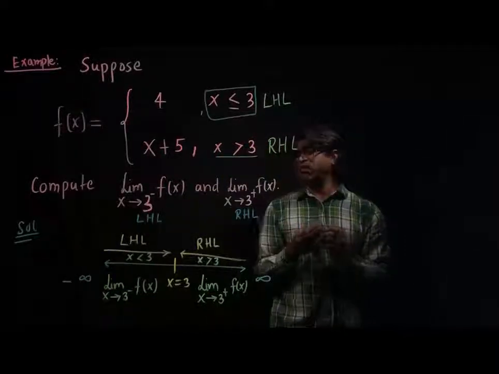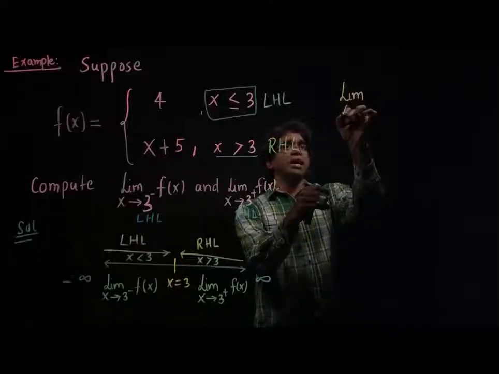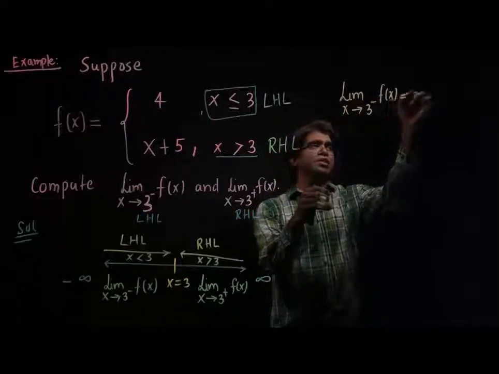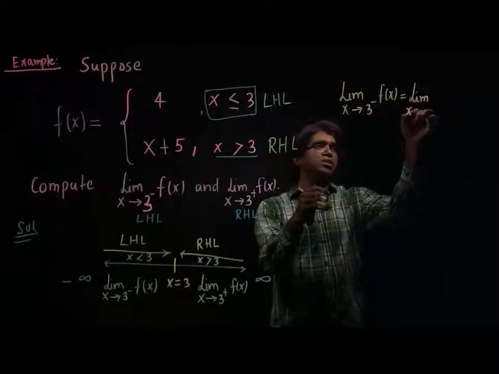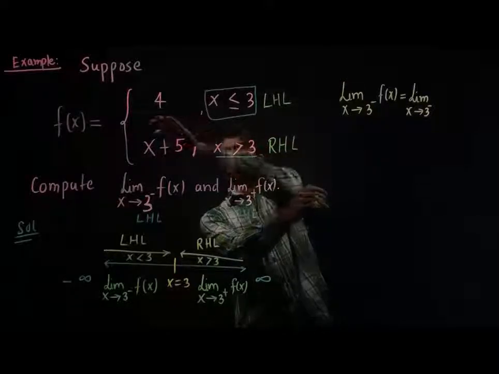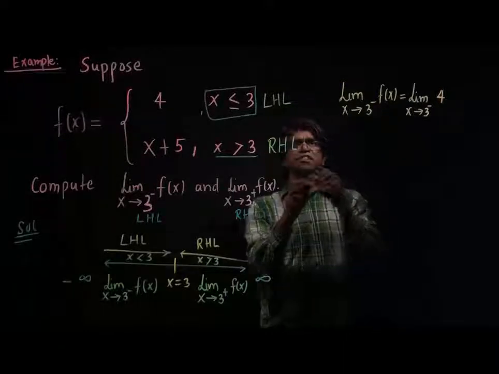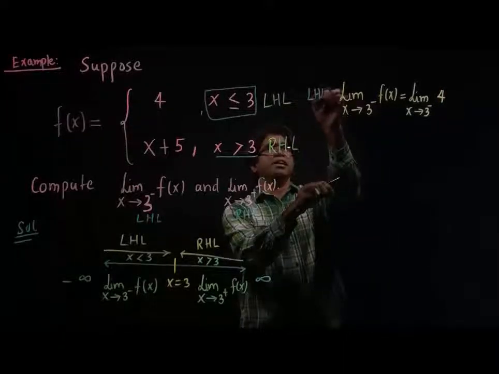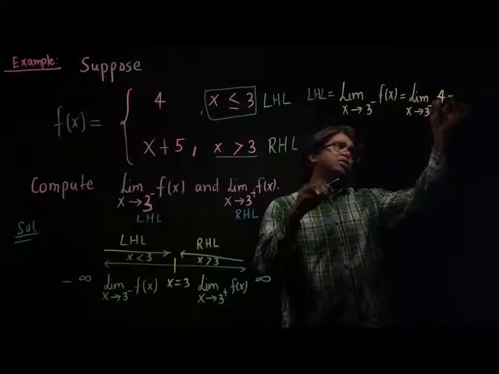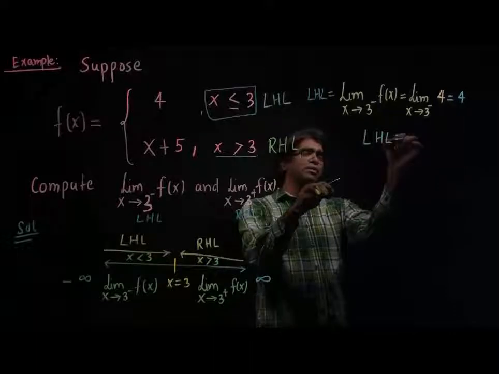So let's find the left hand limit first. The limit as x tends to 3 minus of f(x) is equal to the limit as x tends to 3 minus of that part of the function, which is 4. So I will write that it is equal to 4. It's already 4, which is a constant, so I'm going to write this one as 4. As you can see, my left hand limit is 4.